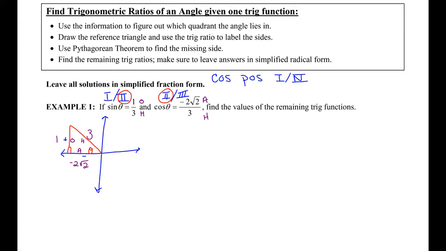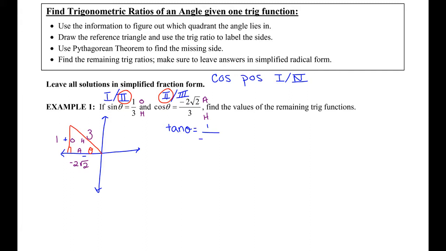Now that we have completely drawn our reference triangle and filled in the missing sides, we can use it to find the remaining trig ratios, making sure to leave our answer in simplified radical form. We already know sine and cosine, which means next we need to figure out what tangent of theta is equal to. Tangent is the opposite side over the adjacent side, which means we have 1 over negative 2 root 2.